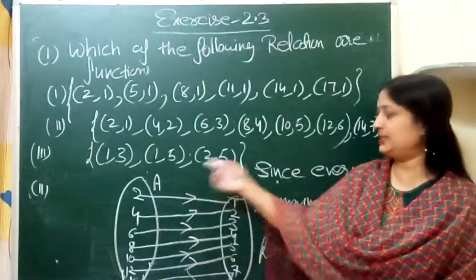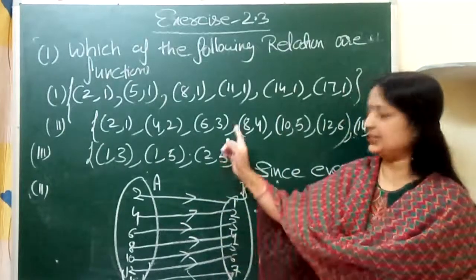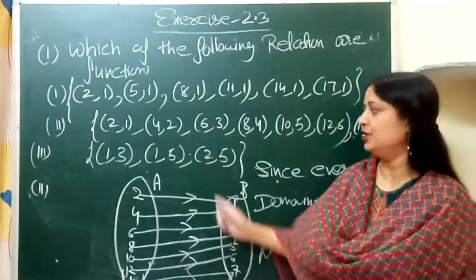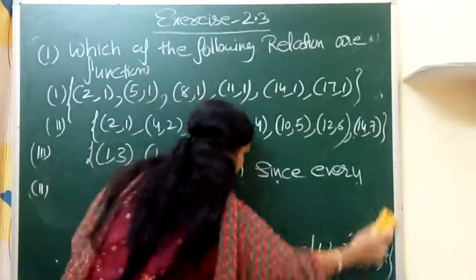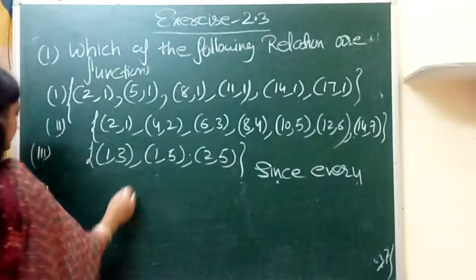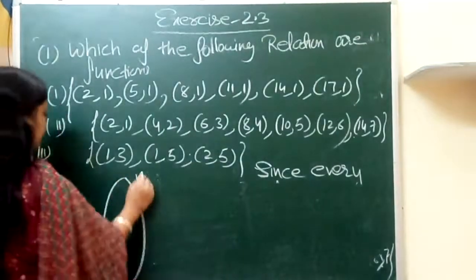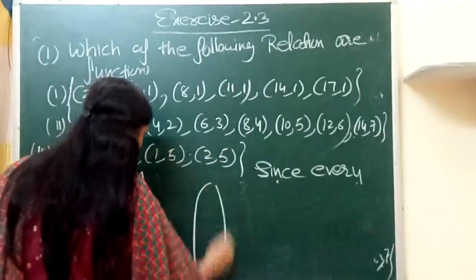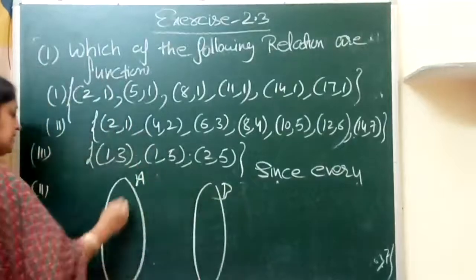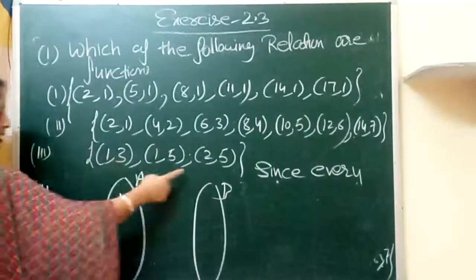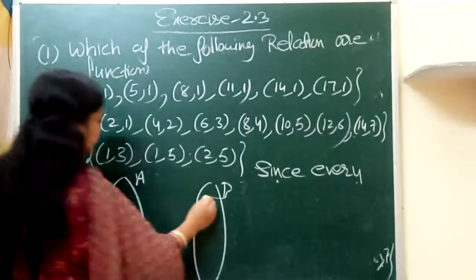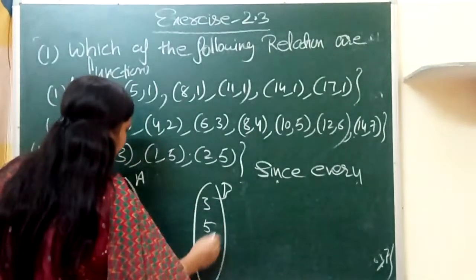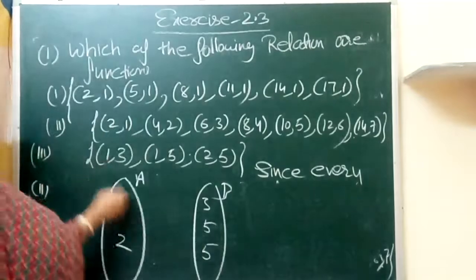Let us solve the third one. In the third one, the set A and set B are given. Set A has 1, 1 and 2, so only two elements are there. In the third case, (1,3), (1,5), (2,5). So what is the image of 1? The image of 1 is 3, and in this ordered pair, the image of 1 is 5.